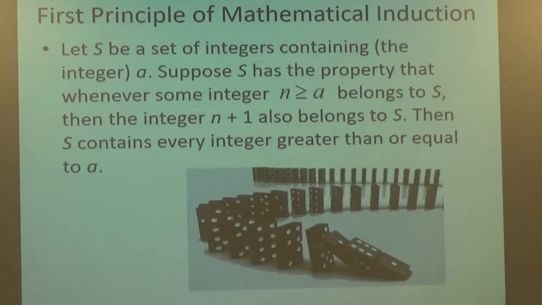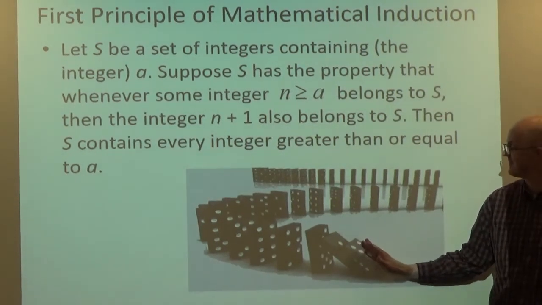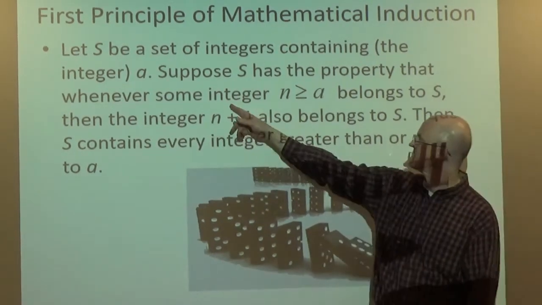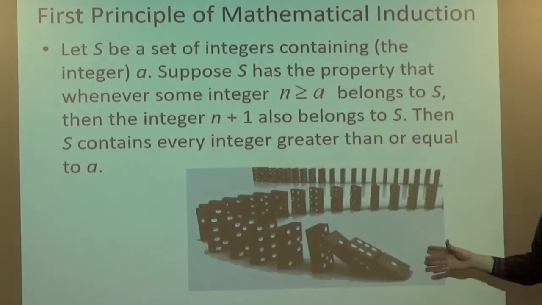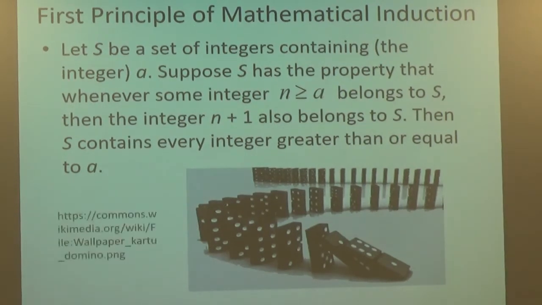It's like dominoes, right? You've heard this analogy before? Yes? Okay. Shaking heads instead of raising hands. Okay. It's like dominoes. The first domino is like a. You're verifying that a is in S. This condition, that whenever some integer greater than or equal to a is in S, then the next integer is also in S, is the condition that essentially says you've put all the dominoes close enough together so that when any one domino falls, the next one will fall. So if you tip the first one over and you got them all close enough together, they will all fall. That's the idea of the first principle of mathematical induction.